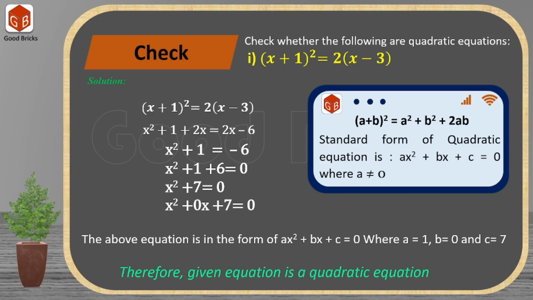I am repeating the reason. Since this final equation is in the form of ax square plus bx plus c is equal to 0, we can say this equation is a quadratic equation.